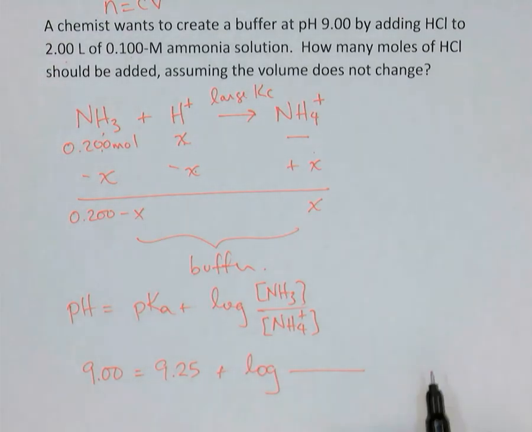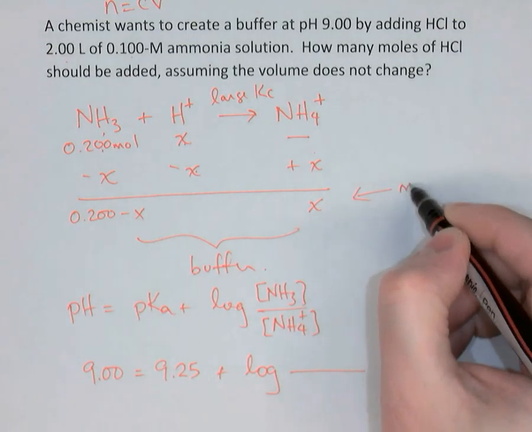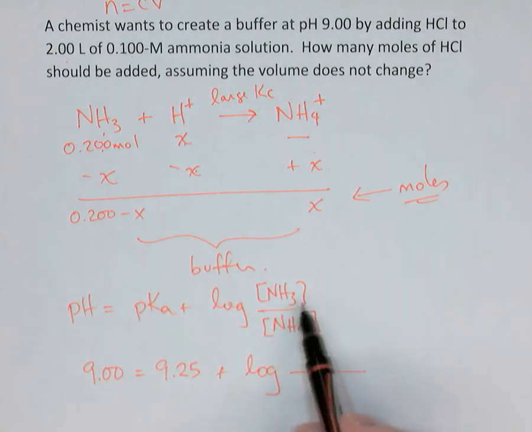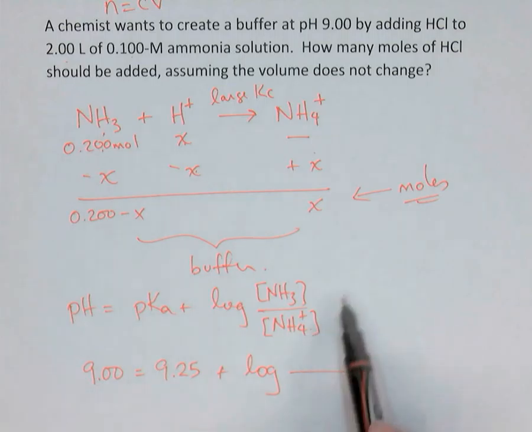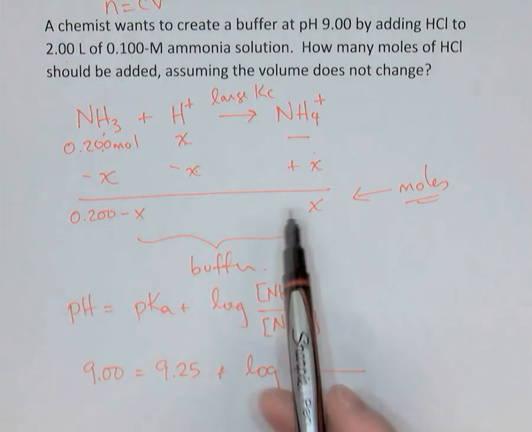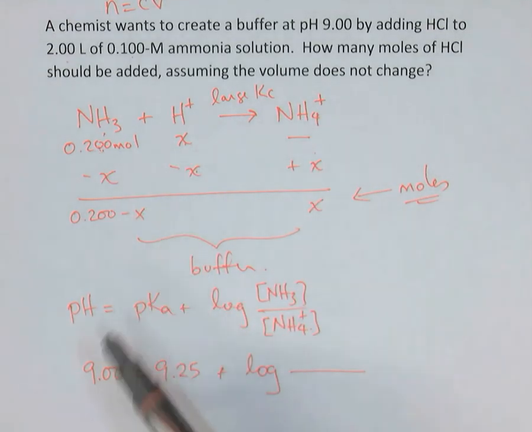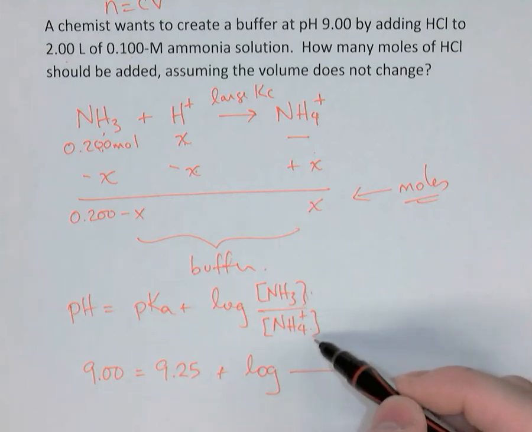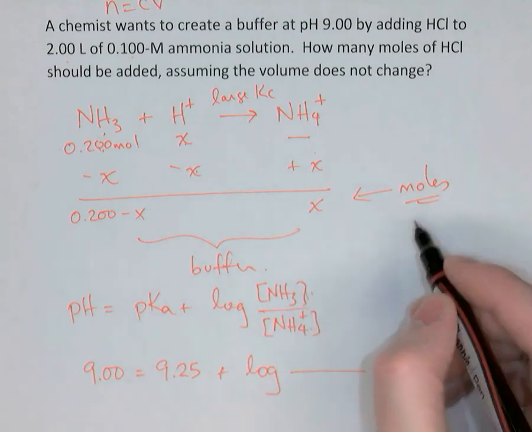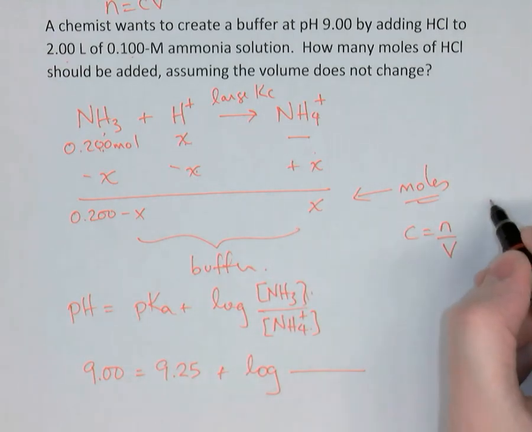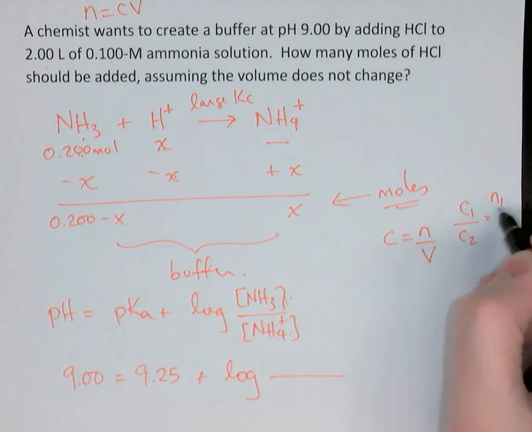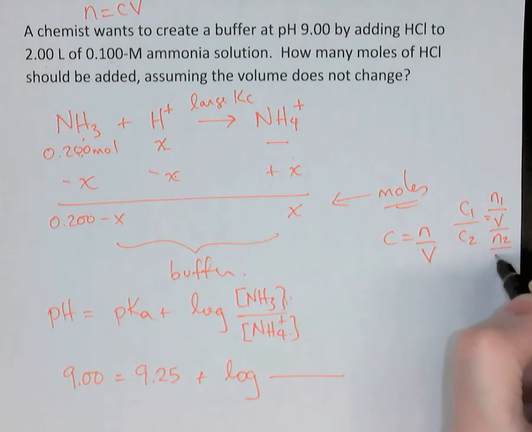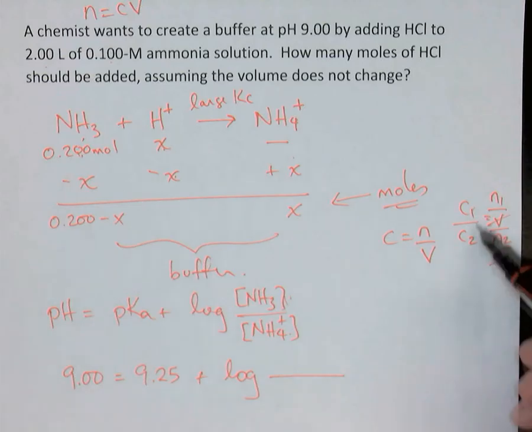Now here we have to just note something. This ICE table uses moles, right? We used moles here. But in Henderson-Hasselbalch, these are concentrations in this ratio. However, the moles of acid and base are dissolved in the same solution, so their volumes are the same. If the volumes are the same, then the ratio of concentrations in Henderson-Hasselbalch will be the same as the ratio of moles. Remember that concentration is moles over volume. So if you have C1 divided by C2, that's equal to N1 over V divided by N2 over V. If your Vs are the same, then they basically just cancel, and you're left with N1 over N2. So the ratio of concentrations is the same as the ratio of moles when the volumes are equal.